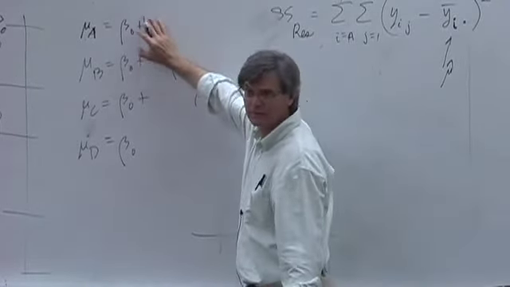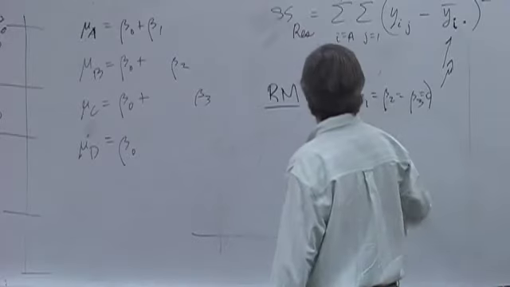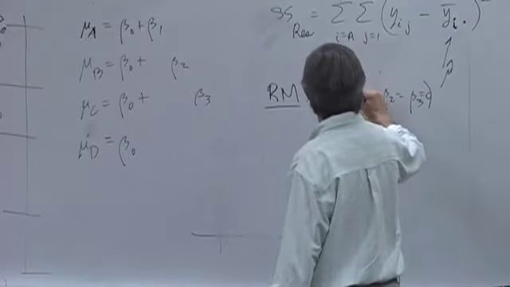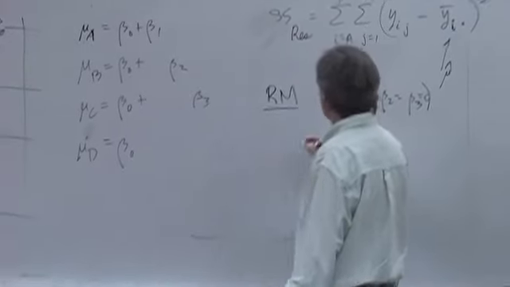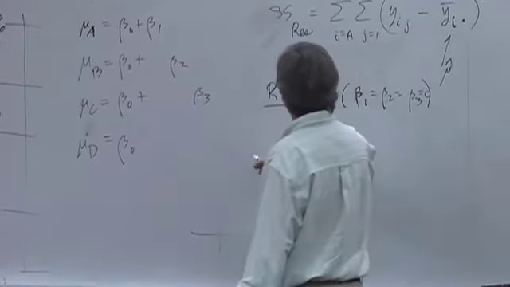Okay? So these three are all 0, but the beta 0 is not 0. And so what's then the error sum of squares for that thing? So SS res of the reduced model. This is of the full model, SS res. What's the SS res of the reduced model?